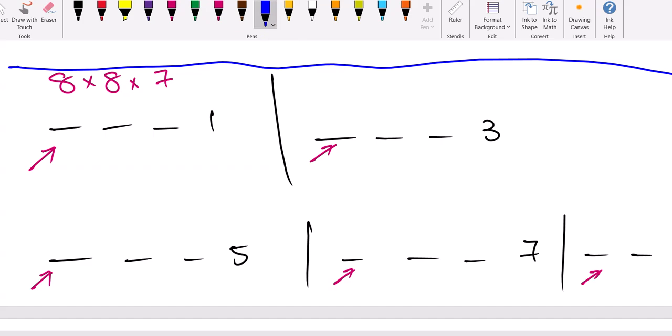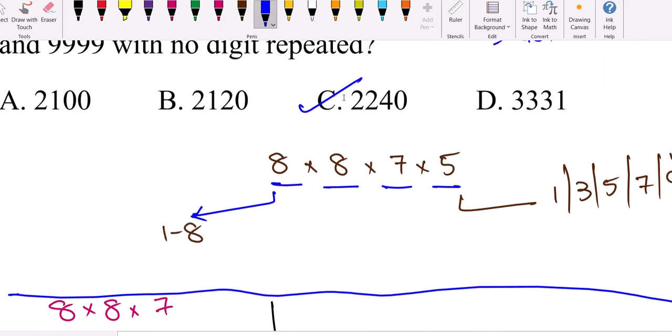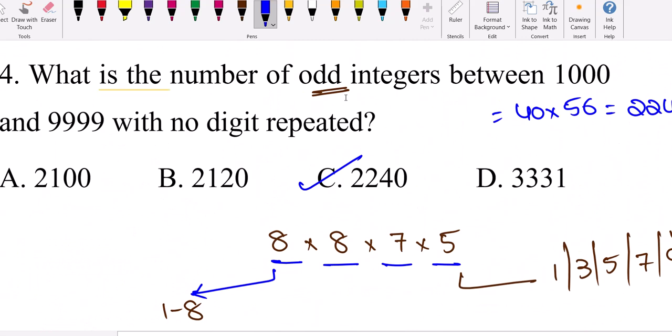But technically there is a small mistake in the question. Answer should be 2239. No, fine, 2240 only. This is repetition, okay, fine, no problem. Between means we should not take 1000, and we should not take 9999, but that's repetition, not told to me, this is not there. I thought that's also an odd number. 9999 is also an odd number.